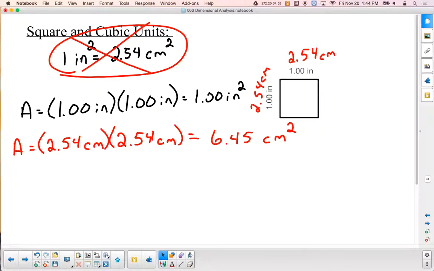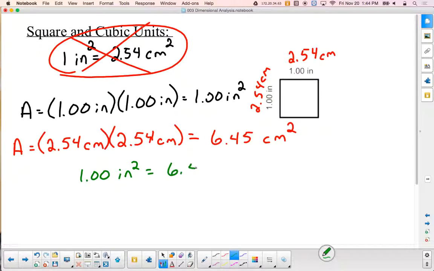Now, we haven't switched squares. The square is exactly the same square. So it must be the case that 1 square inch is equal to 6.45 square centimeters, which would very definitely make the first statement false. You can't just take a linear conversion factor, slap squareds on the units, and have it work out.